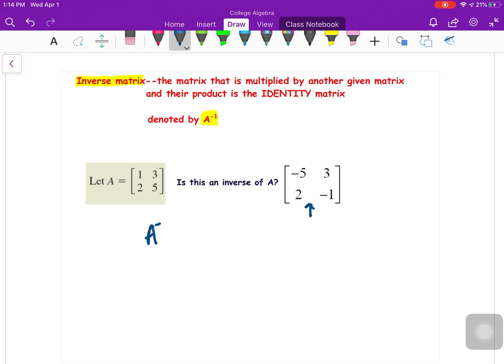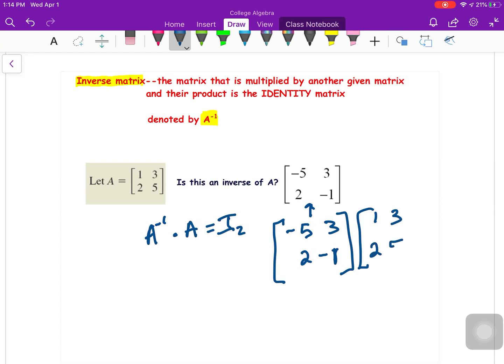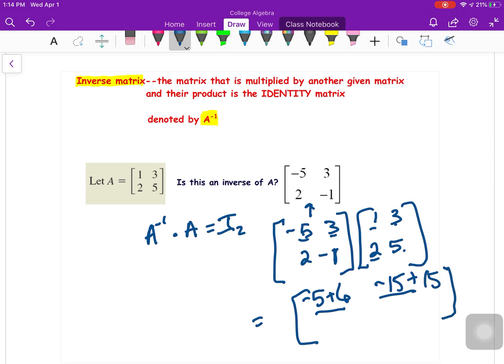So if this is the inverse, I want to see if A inverse times A gives me the identity of a 2 by 2. So negative 5, 3, 2, negative 1 multiplied by 1, 3, 2, 5 should give me: negative 5 times 1 is negative 5, plus 3 times 2 is 6. Negative 5 times 3 is negative 15, plus 3 times 5 is 15.